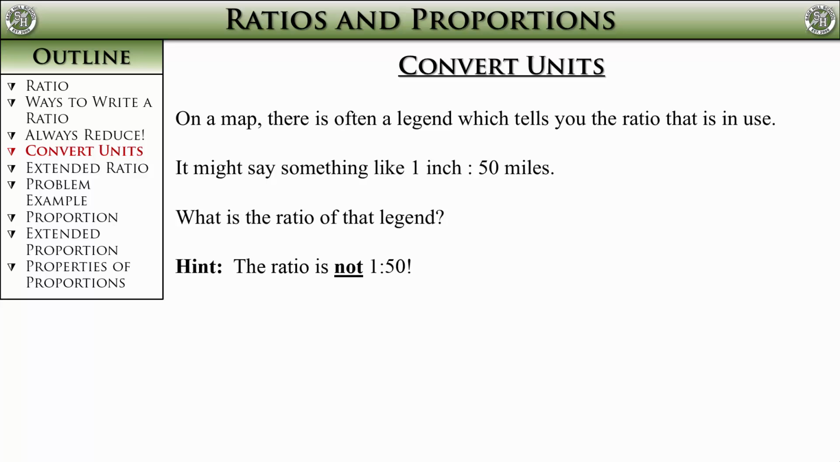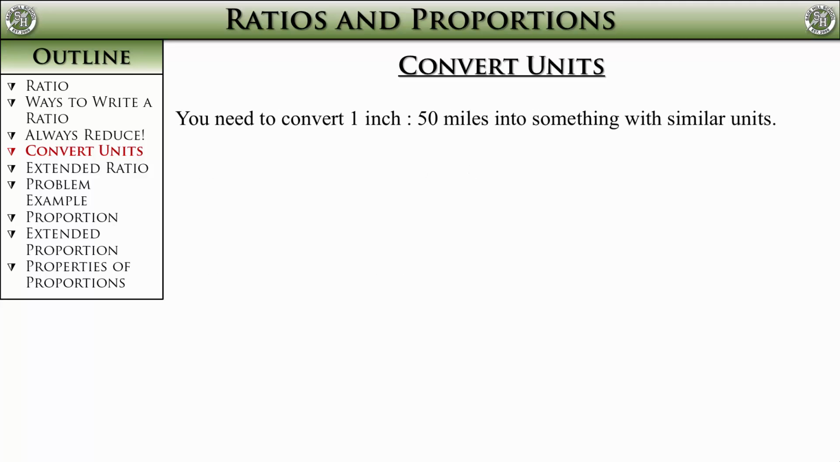But that wouldn't be you, right? Oh no, definitely not you. It's easy to miss, so be careful. We need to convert the ratio into similar units. If you do the calculation, you will find that 50 miles is equal to 3,168,000 inches.